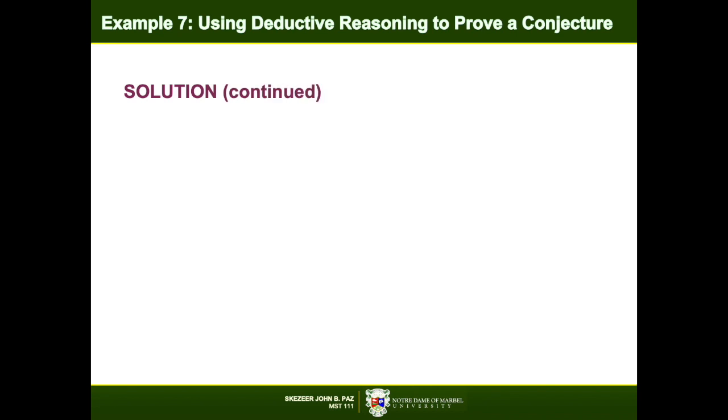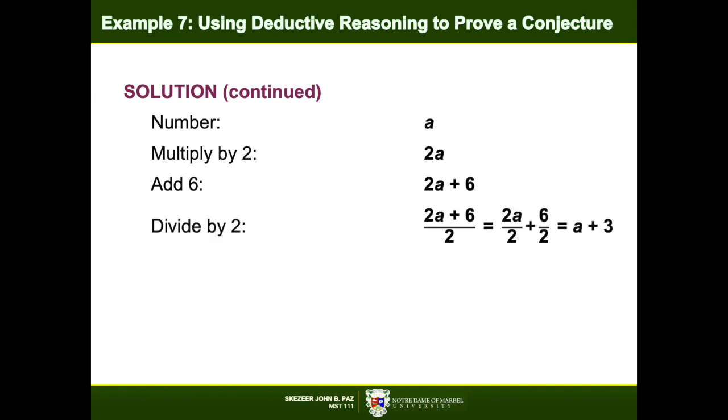So we have here the solution. We have the number A, which stands for any arbitrary number. We multiply it by 2, the answer is 2A. We add 6, the answer is 2A plus 6. And then we divide it by 2. So that will become A plus 3. And then subtract the original number, which is A. So A plus 3 minus A, the answer is 3.